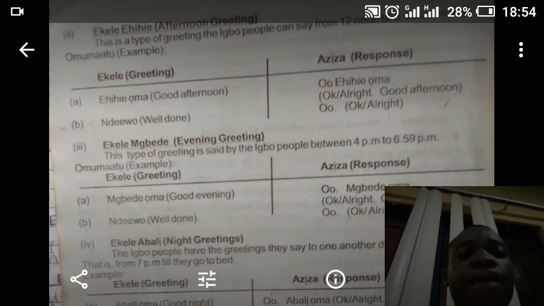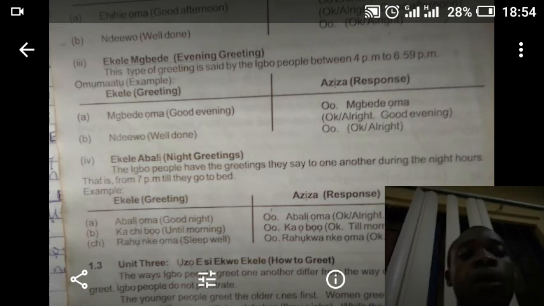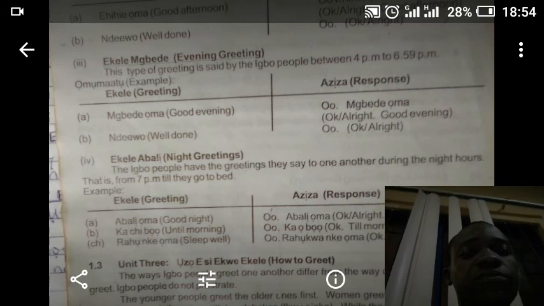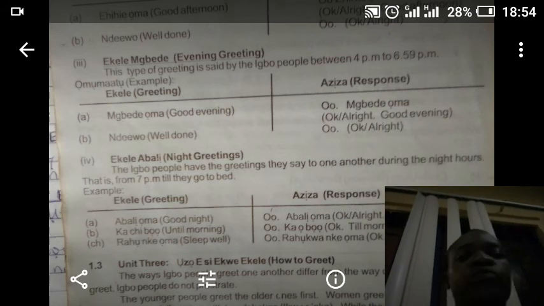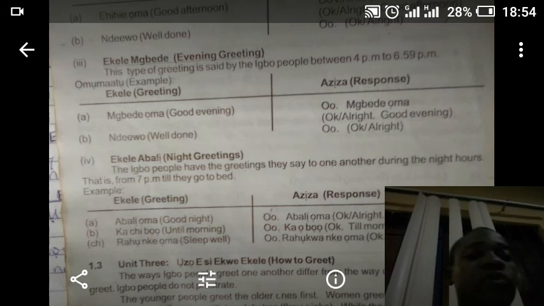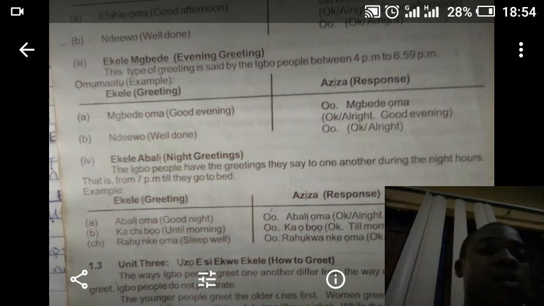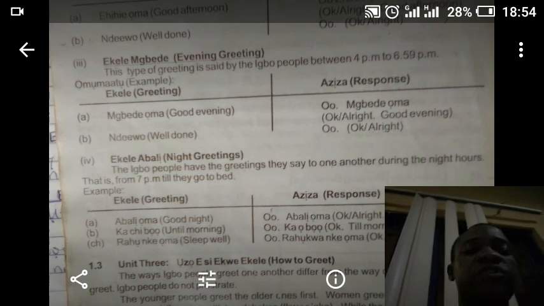So we'll continue with ekele mgbede, that is evening greeting, the greeting that Igbo people make in the evening hours. Number one, you can say mgbede oma, which is good evening. So anywhere you see oma, that means good. Mgbede is evening. The person you are greeting will respond, oh, mgbede oma. You can see the English translation there.